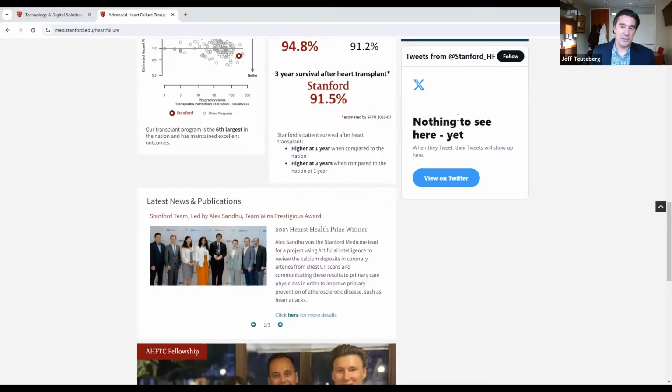There is a Twitter feed here from the Stanford Heart Failure, the official section's Twitter feed, if you're into that sort of thing, or I guess X now, at Stanford_heartfailure. It says nothing to see here yet because there's been this ongoing battle on X in terms of how much you can share or not share. Sometimes it's there and sometimes it's not. So this is an Elon problem. This isn't a heart failure problem. You will eventually see stuff there from our Twitter account.